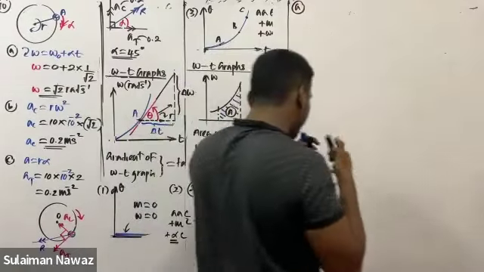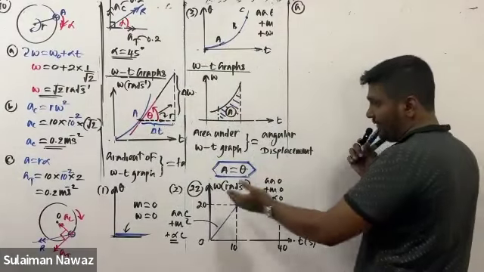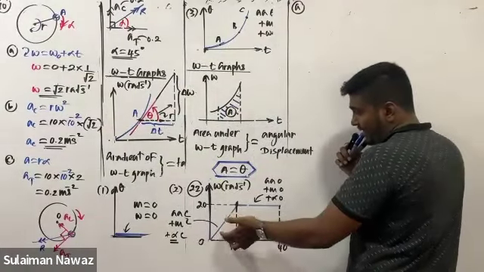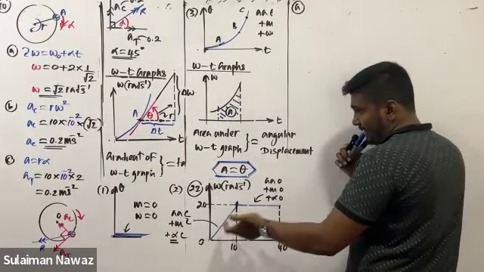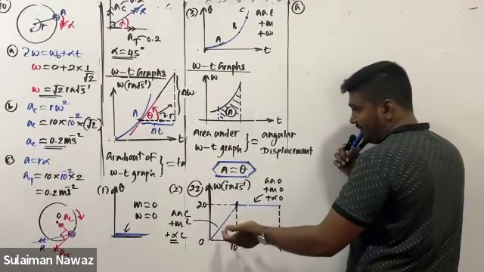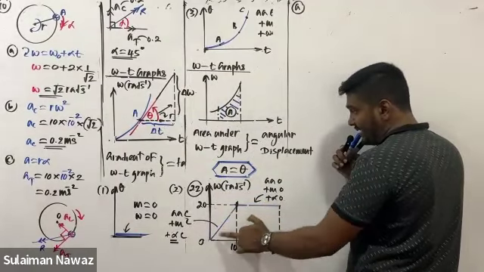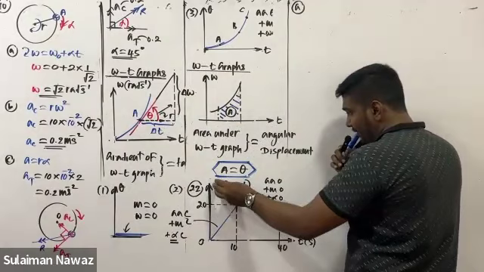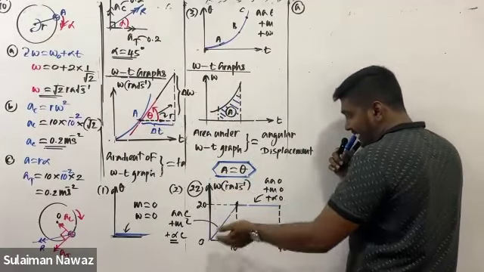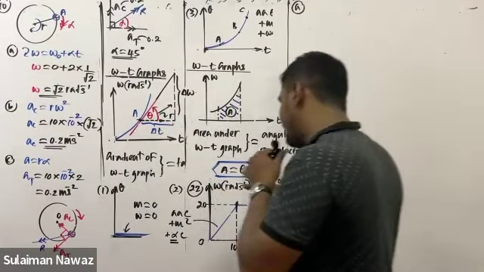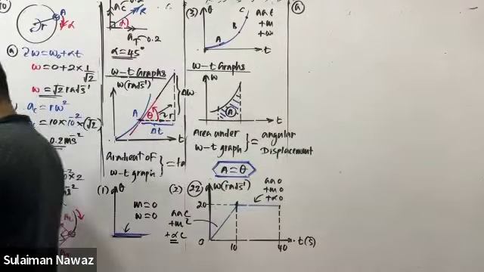Simply, always think this is a VT graph, then the story is finished. If you want to find the acceleration, in a VT graph, acceleration means the gradient. In the omega-t graph, angular velocity-time graph, acceleration means the gradient. That means tan theta, sorry, tan alpha, whatever.